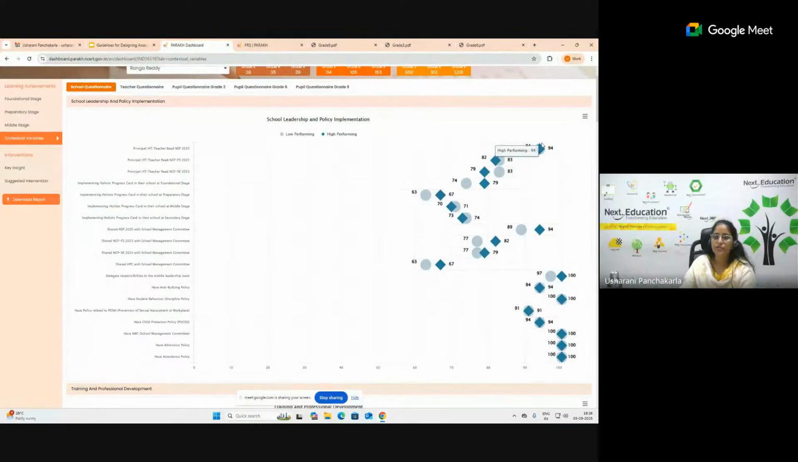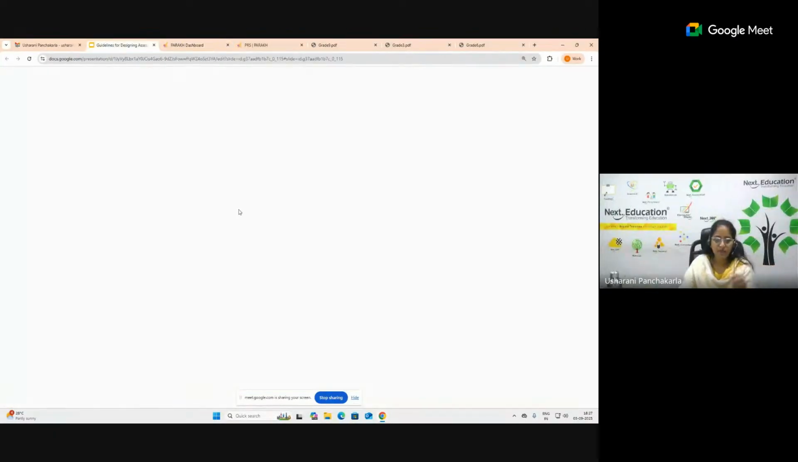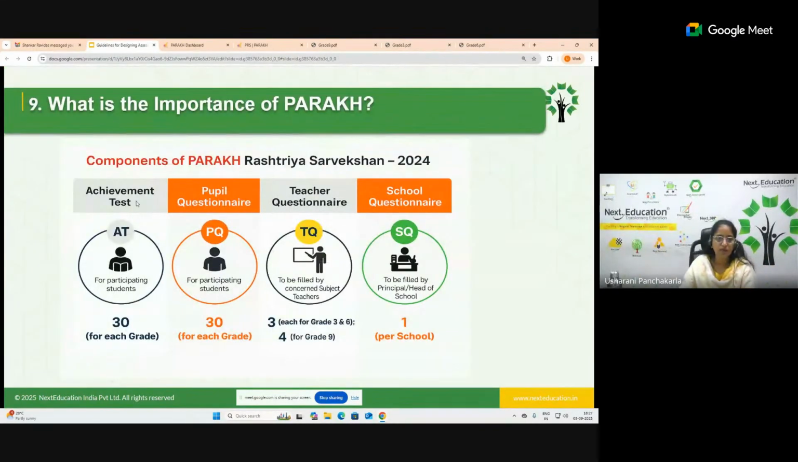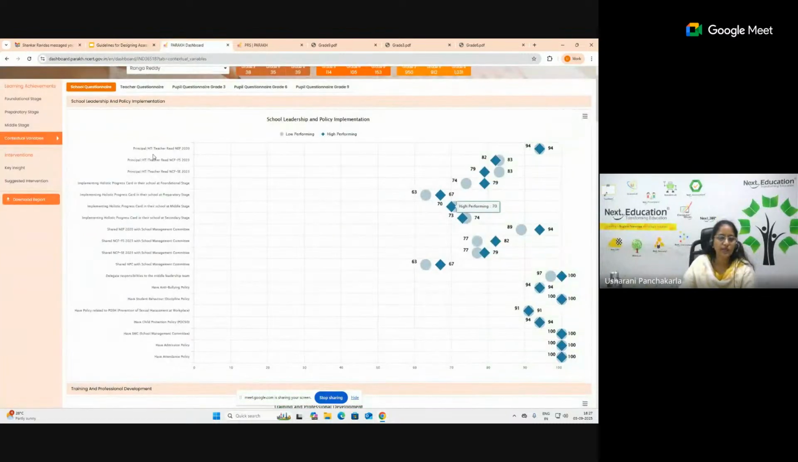Yeah, so here you can check the high performing, and where they are standing. So this is about the low performing and the high performing, and here are the policies or the guidelines that have been added in the different tests given as part of PARAKH. The achievement test, which we have discussed here, focused only on knowledge and understanding, whereas from all this other data we are capturing the information regarding the infrastructure, class infrastructure, resources, etc. available.